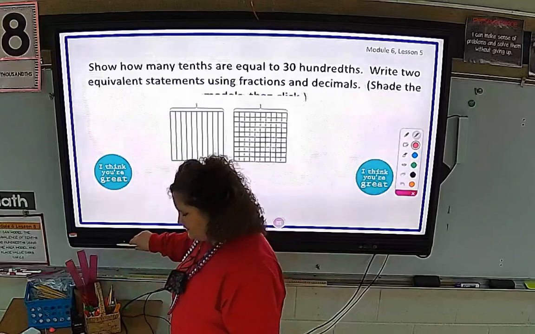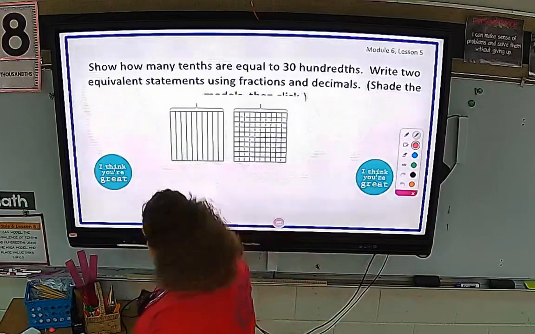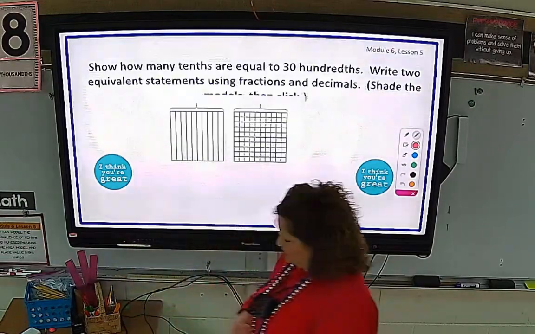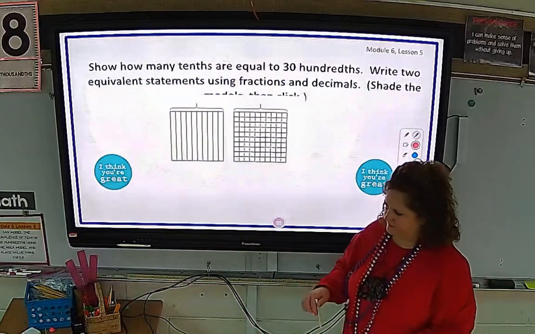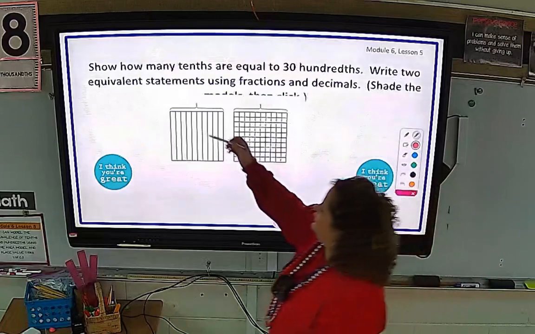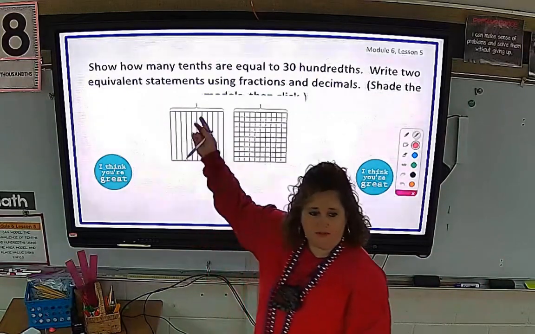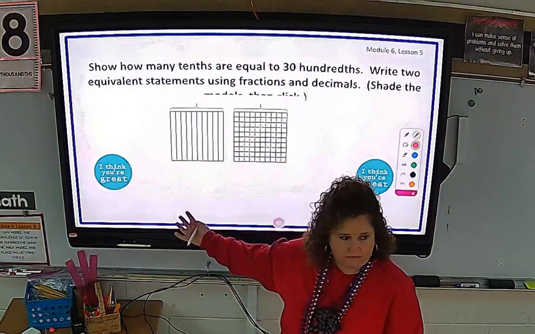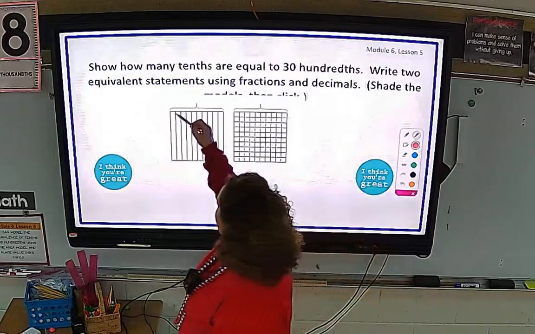Now, I don't know how this board is going to act when I touch it with a pen because I've got it in a different mode right now. All right, so what we're going to do is shade in 3/10. And if we're talking about tenths, we're talking about this one right here. Okay.